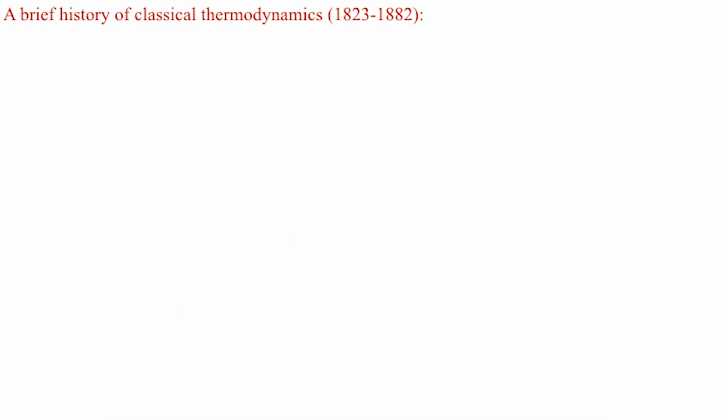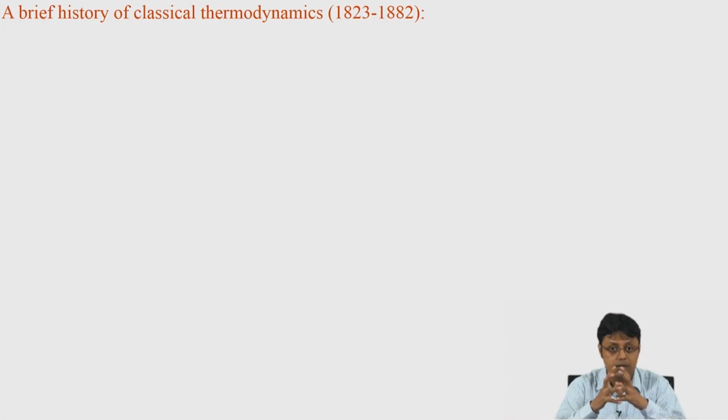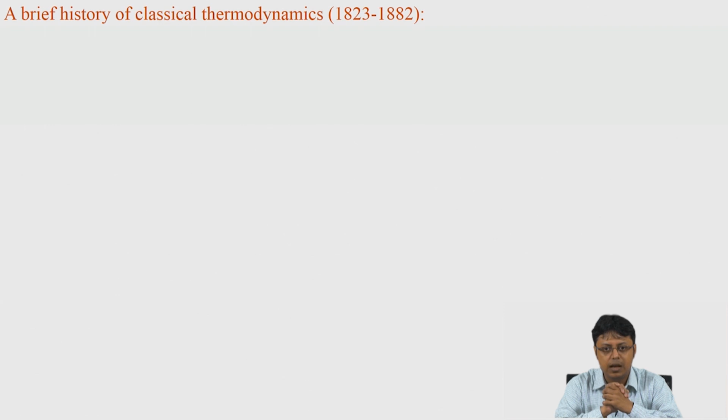Now, to talk about the development of classical thermodynamics, we will mostly describe the core years, meaning 1823 to 1882, where major developments in thermodynamics happened. The concept of heat and work was already established by 1600 or so, but we are choosing this particular period because a lot of great minds appeared in the history of science, and they contributed a lot to the development of thermodynamics.